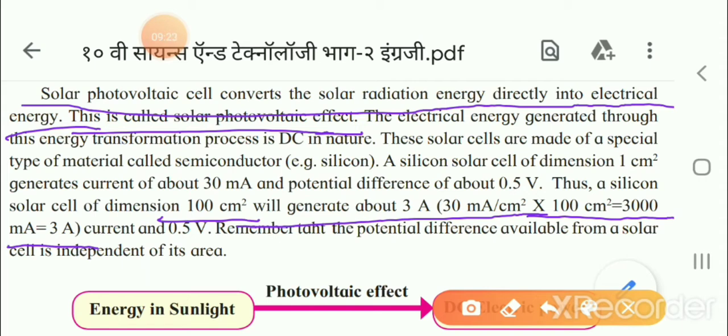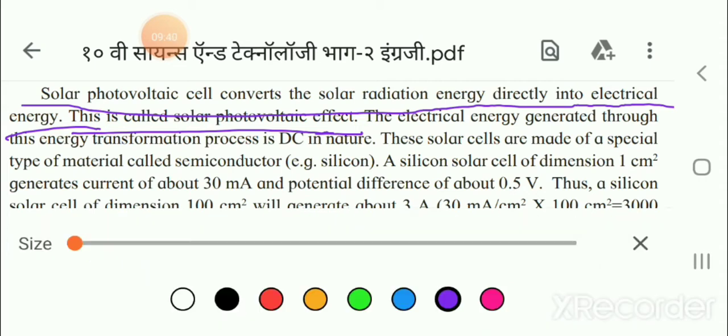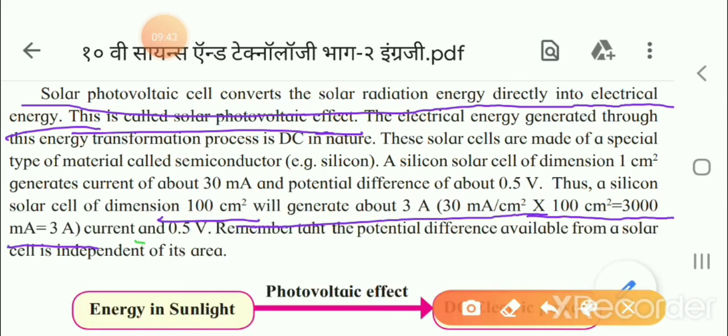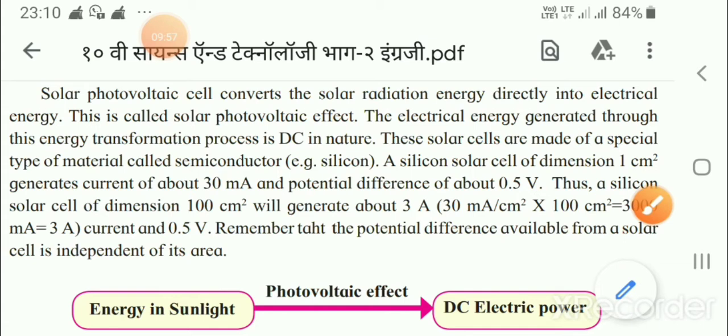As you all know, children, in 1 ampere how many milliampere are there? 1000 milliampere. That is why 3000 milliampere will be equal to 3 ampere current. And how much is the potential difference? That is 0.5 volt. Now you should always know that the potential difference available from a solar cell is independent of its area. Here you can see one chart, showing that energy in sunlight, with the help of the photovoltaic effect, is changed to DC electric power.